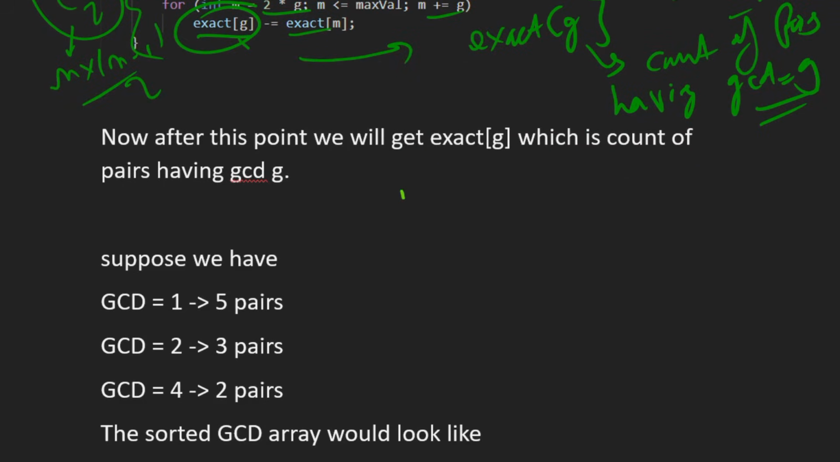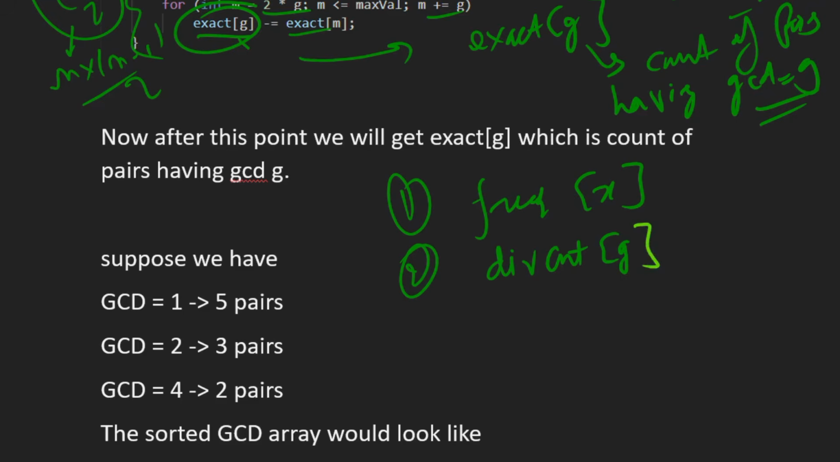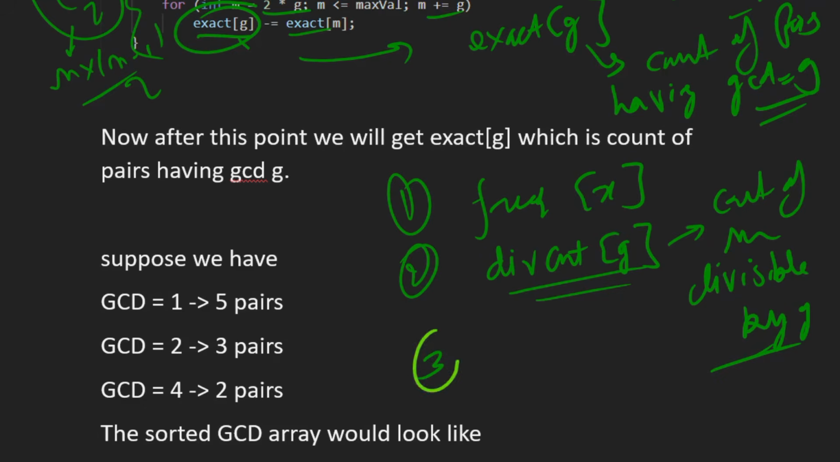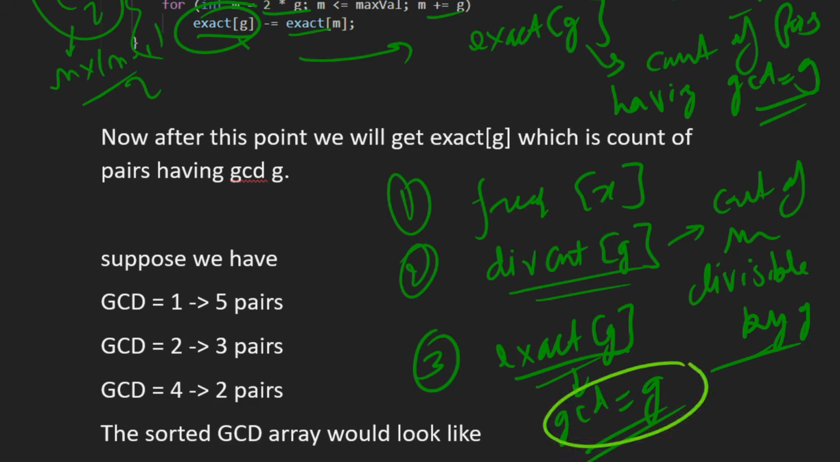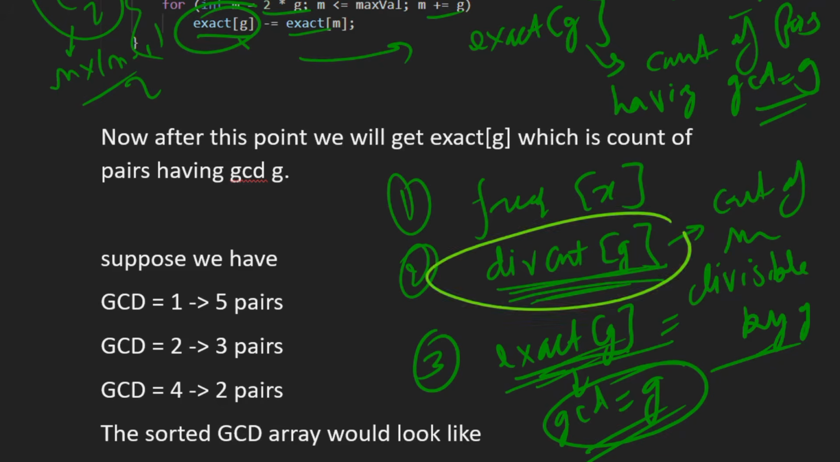So how did we reach this point? First we found the frequency of each number x, then using that frequency we found div count of G. Div count of G will tell us the count of numbers which are divisible by G, and now using this div count we found exact of G. Exact of G is basically the count of pairs having GCD equal to G. So to find exact of G, we'll take all the possible pairs that are divisible by G, which we get using div count of G C2, and then we'll subtract those pairs that do not have GCD equal to G. So we'll subtract all the pairs that have GCD equal to 2Z, 3Z, 4Z, and so on, right?